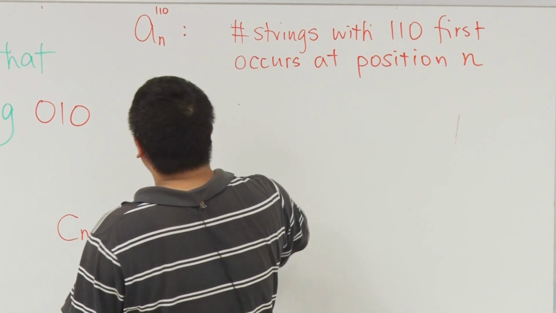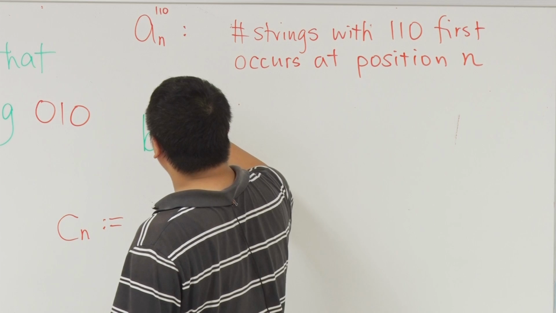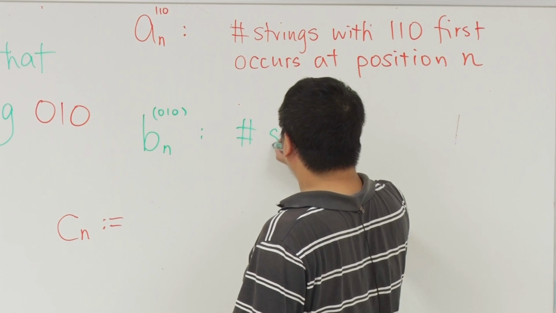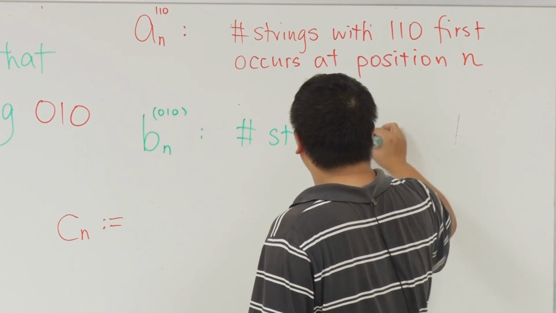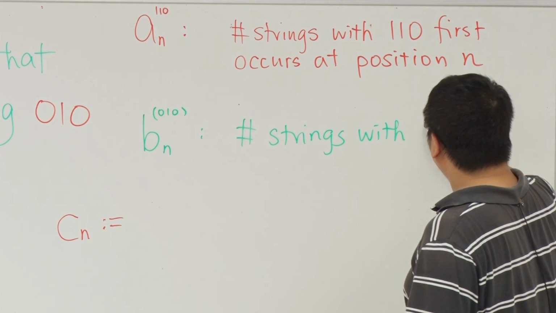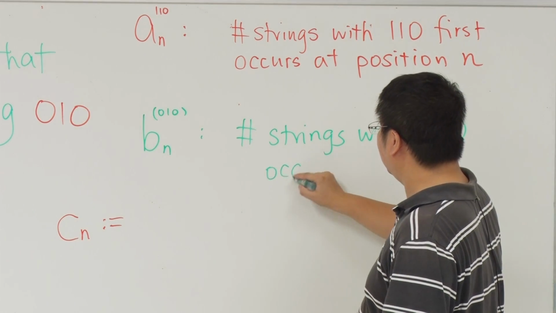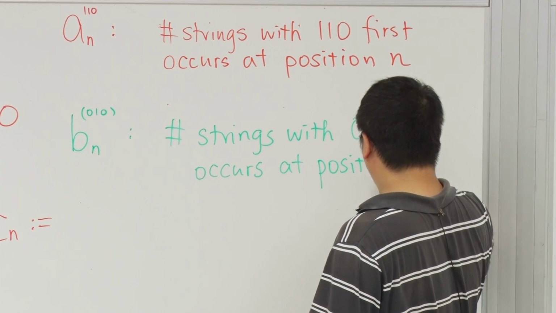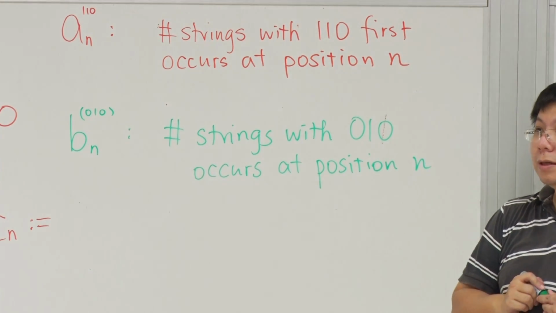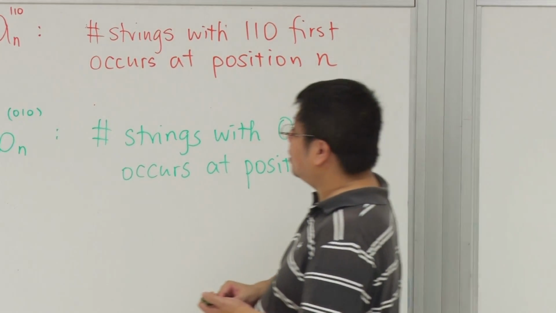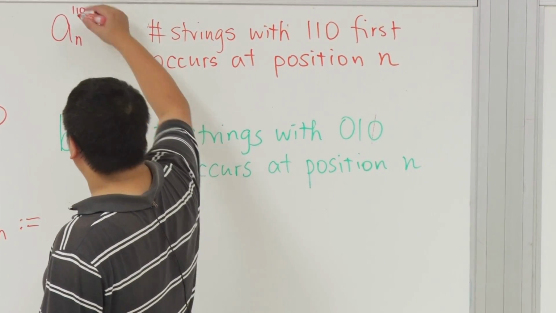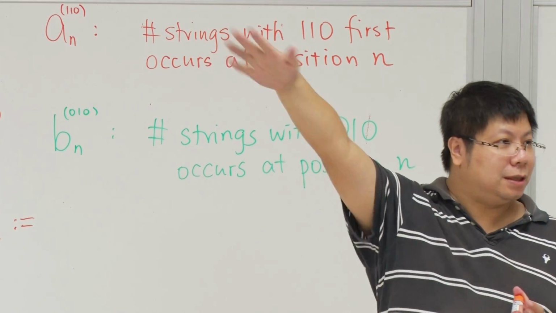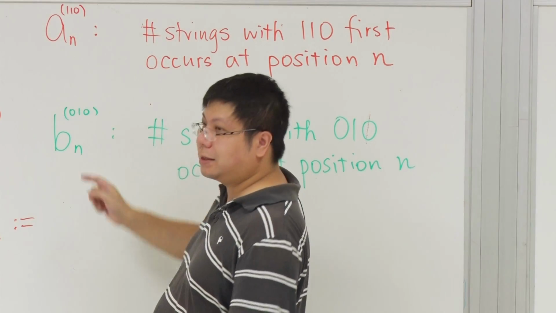And then let's say we have Bn. This is for the string 0 1 0, which is the number of strings with 0 1 0 occurring at position n. So A corresponds to 1 1 0, and B corresponds to 0 1 0. But I will omit the 0 1 0 or 1 1 0 there because we just have this A and this B. Is that okay?